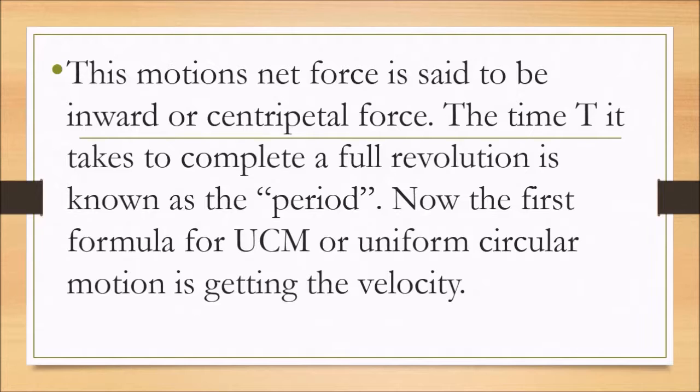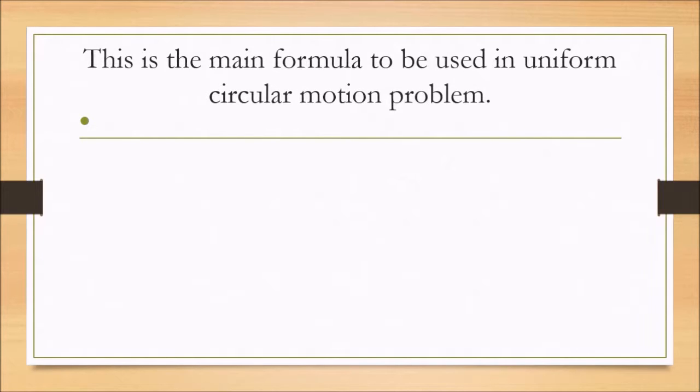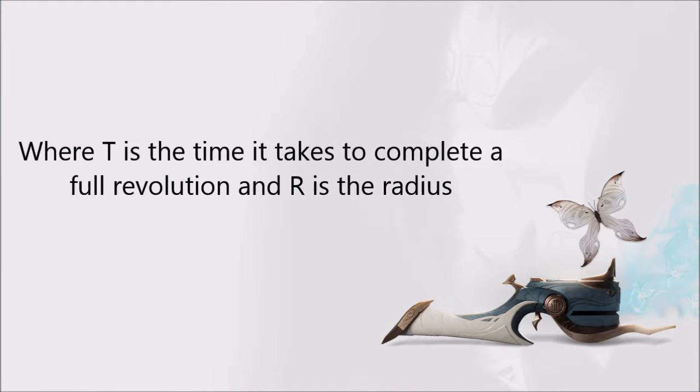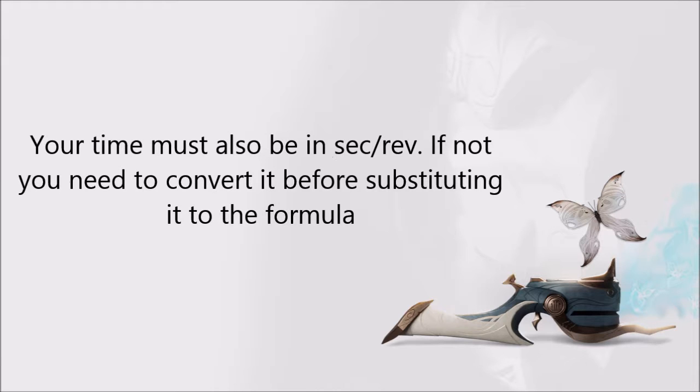Now the first formula for UCM, or uniform circular motion, is getting the velocity. The formula for getting the velocity of uniform circular motion is velocity is equal to 2πr over T, where T is the time it takes to make a full revolution and r is the radius. Your time must also be in seconds per revolution. If not, you must first convert it before substituting it to the formula.